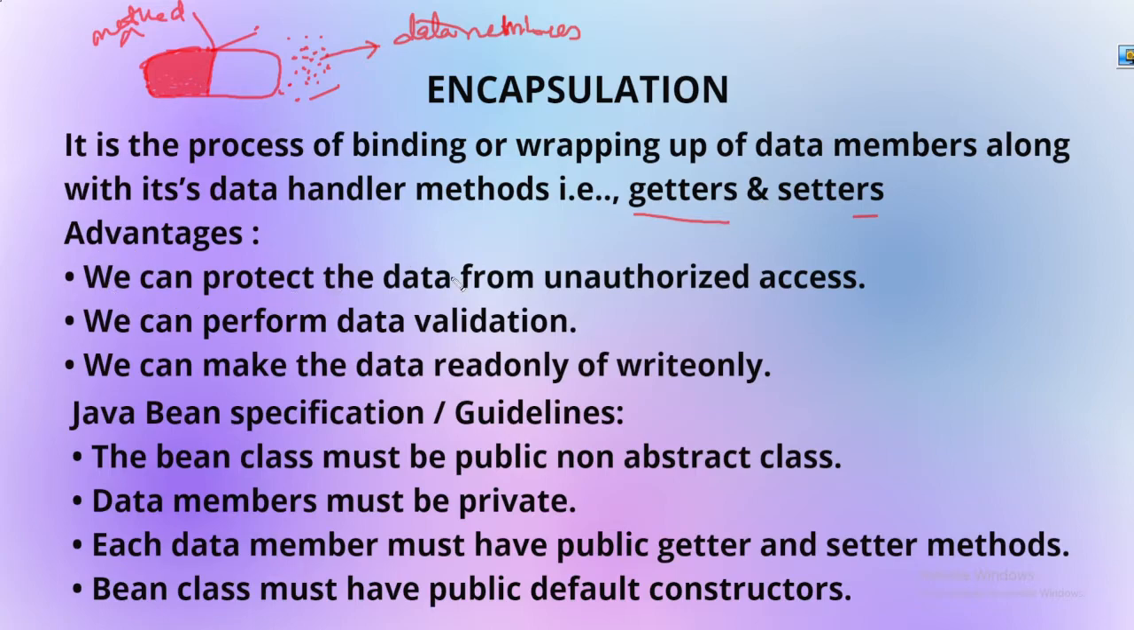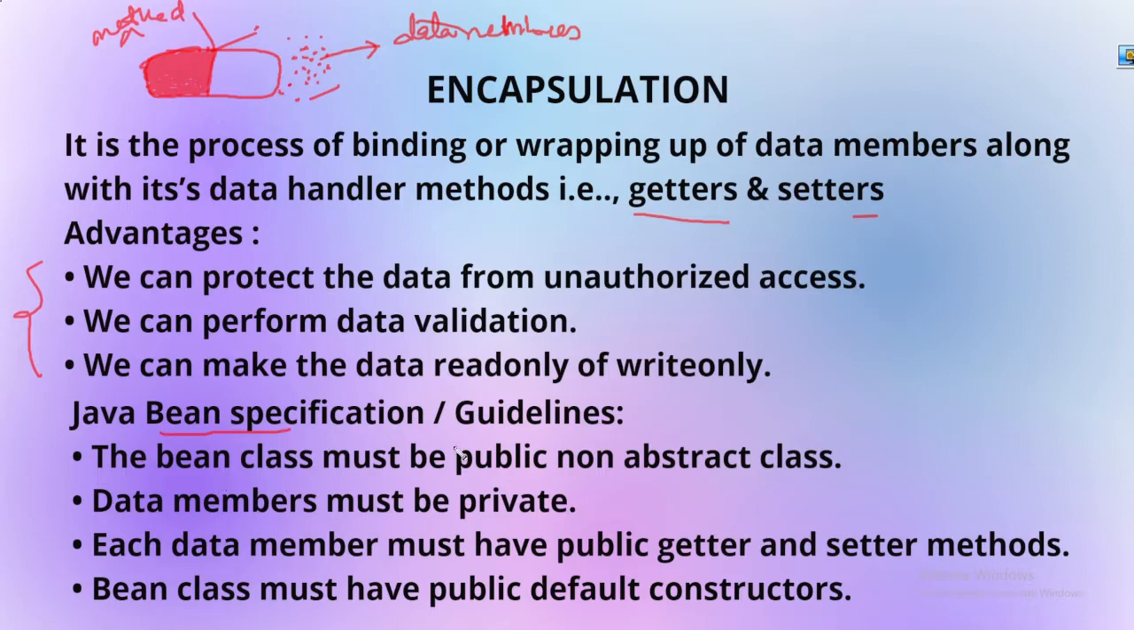We can protect the data from unauthorized access. We can perform data validation. We can make the data read only or write only. With the help of encapsulation, you can perform these three points. Java Bean specification or guidelines: encapsulation is also known as the Java Bean specification.